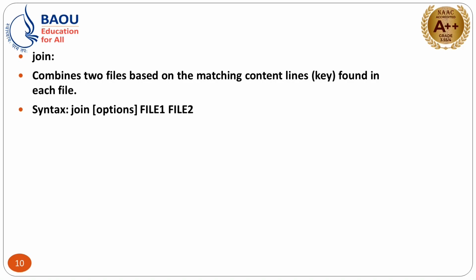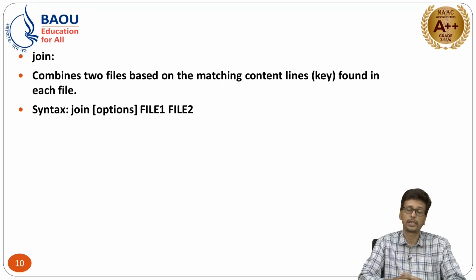In paste there is no concept of merging with the help of a key column, but here there is a concept of a key column. That means whatever content you want to join from two or multiple files, at least one column should be common in both the files.